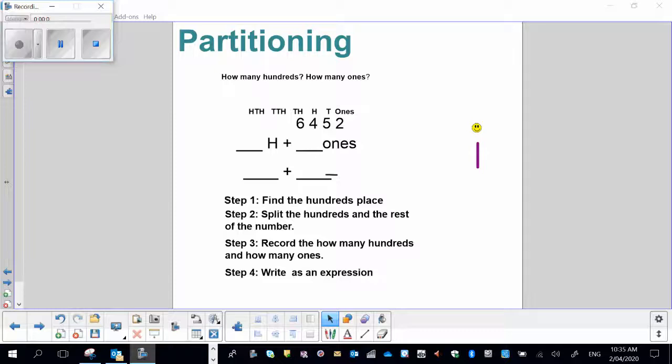Today we'll be looking at partitioning. Partitioning means splitting numbers up into their places. So when we look at the number 6,452, we might be asked how many hundreds and how many ones.